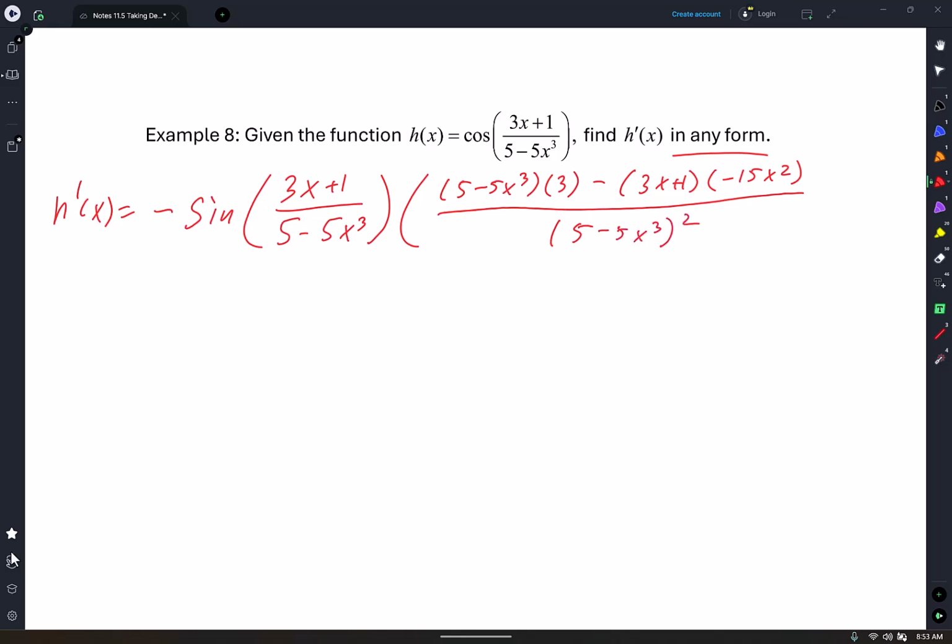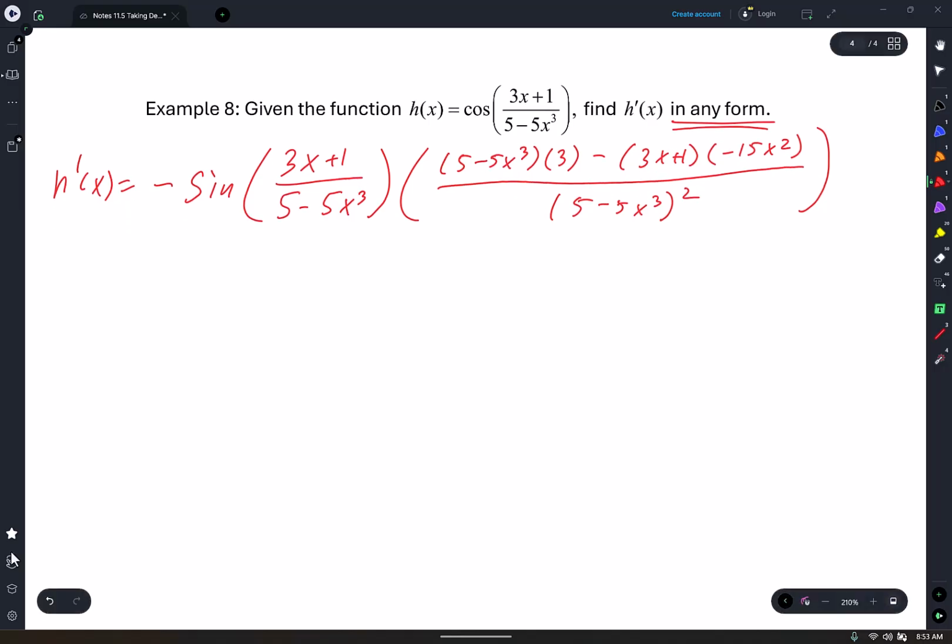And do I have to do anything? No, it says in any form. You can leave it like that. Unless you want to make life harder for yourselves. I don't know. Maybe some of you like making life hard. But play life on easy mode. So just leave it like that. Cool or not cool? Okay.